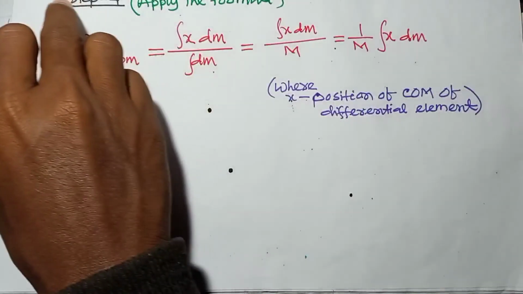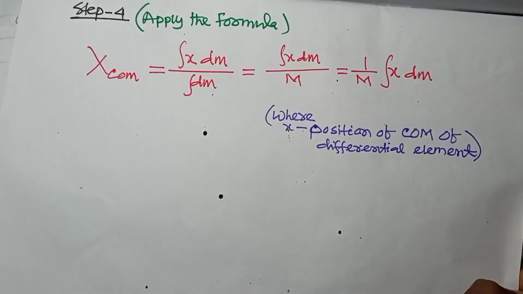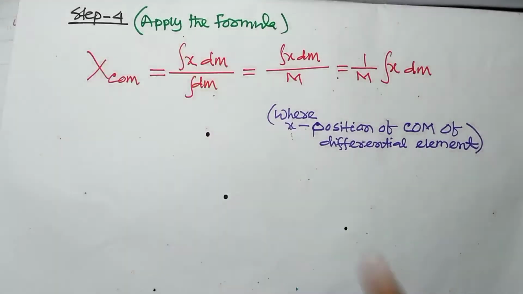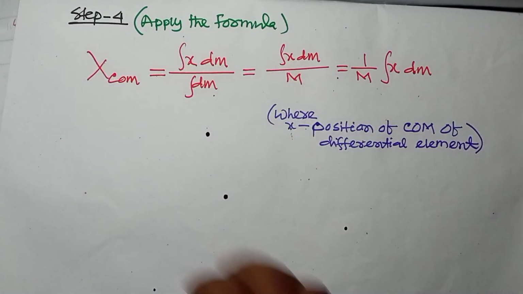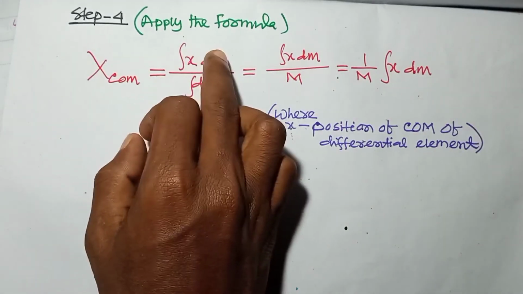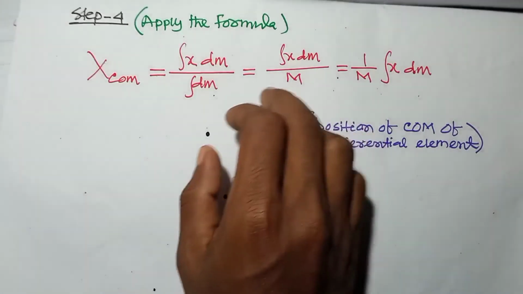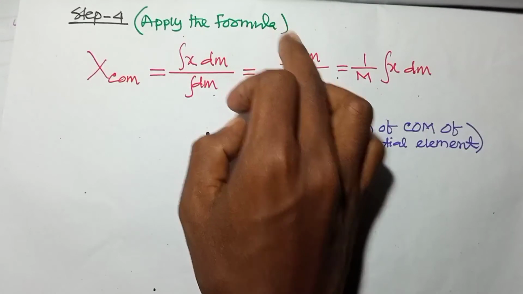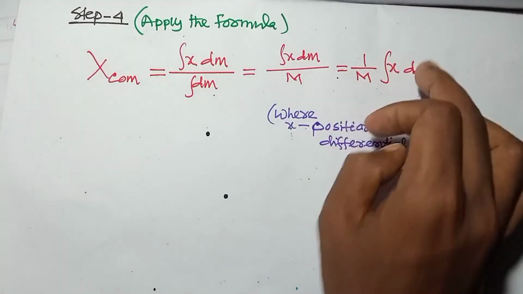So let's move into step number 4. In step number 4, we have to apply the formula of center of mass. The x coordinate of center of mass equals integration of x dm upon integration of dm. Since the integration of dm is capital M, it will be integration of x dm upon M, so that will be 1 upon M into integration of x dm.